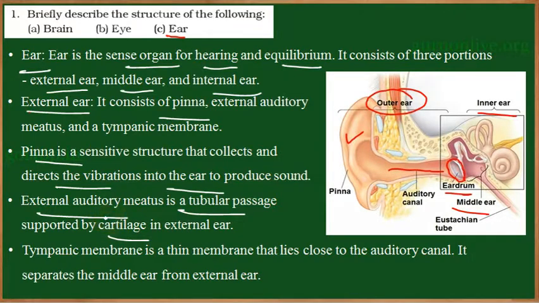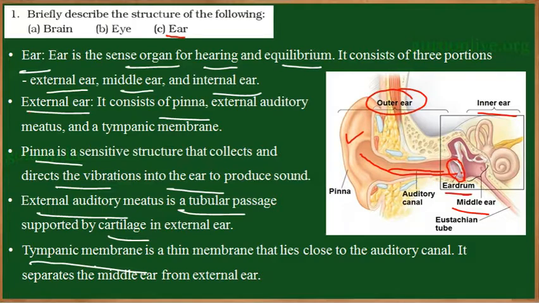Now this external auditory meatus is also called the auditory canal. The sound waves collected from the ear pinna pass through the external auditory meatus, or the auditory canal, and reach the tympanic membrane. The tympanic membrane is also called the eardrum. So this is the eardrum. The sound waves collected from the outer ear enter the auditory canal and hit the eardrum.